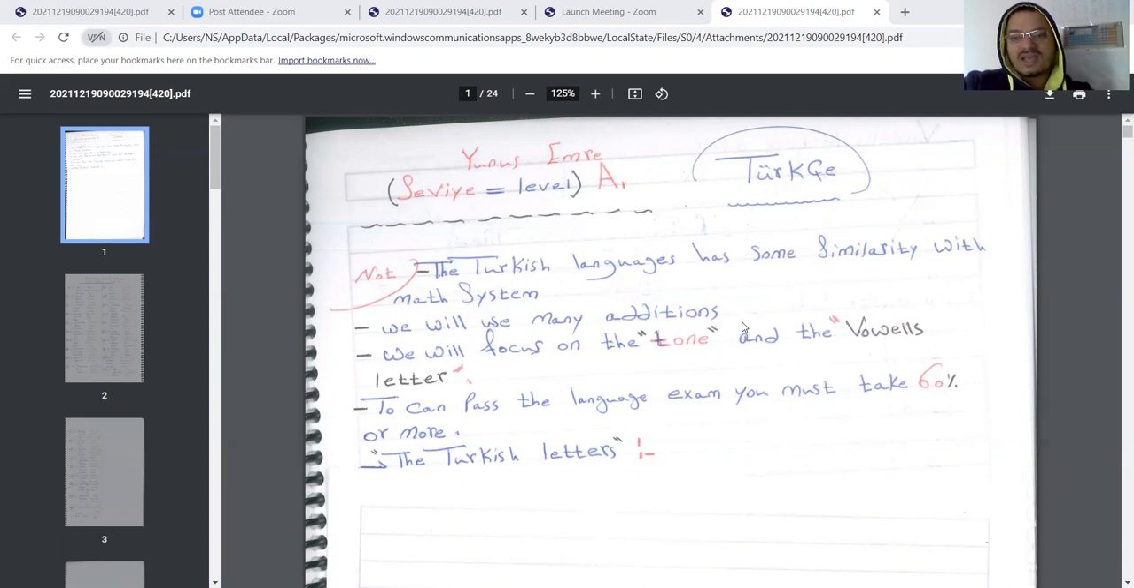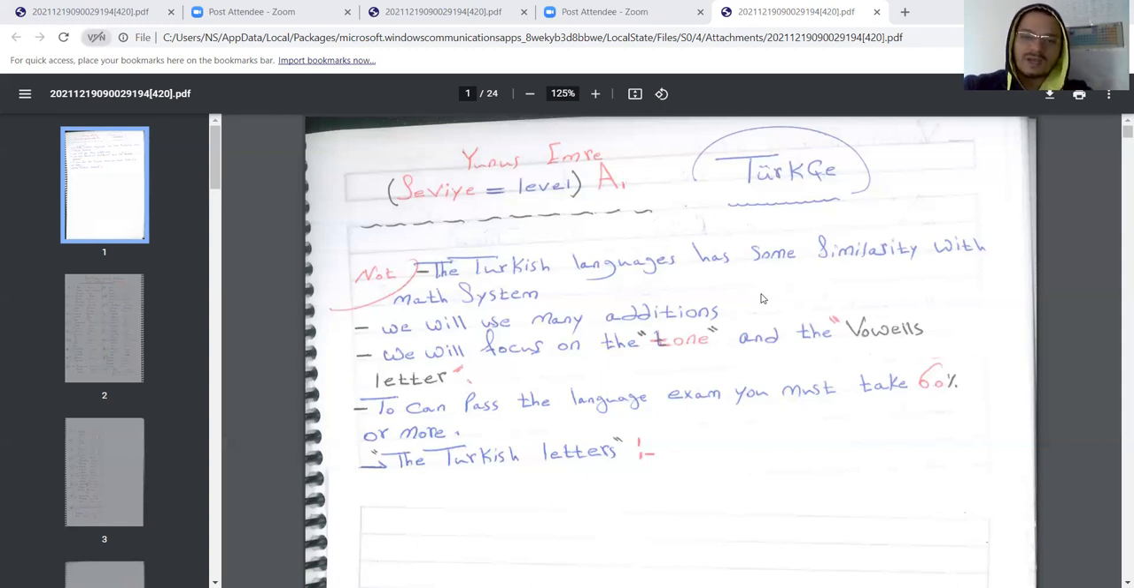The Turkish language, like I said, has some similarity with the math system. We will use many additions because we will focus on the tone. There is some similarity between Turkish and French because both of them depend on the tone. We will note that in the next slides, and on the vowel letters. In any language, vowel letters are important, but here the situation is different. We have 8 vowel letters and you can divide them into 2 kinds, heavy and light, kalın and ince in Turkish. And I will explain all of that in the next slides.